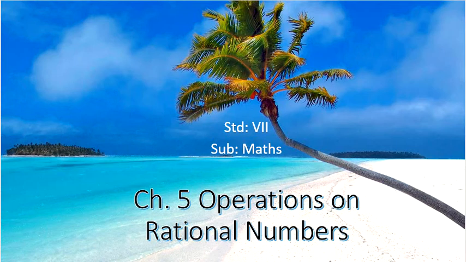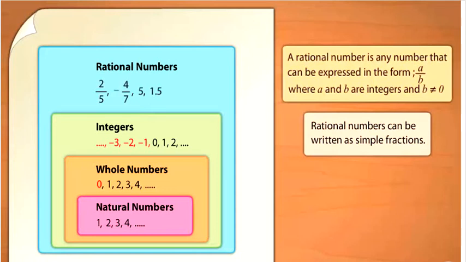Standard 7, Maths, Chapter 5, Operations on Rational Numbers. We have learnt that counting numbers like 1, 2, 3, 4 and so on are called natural numbers. By including 0 to the list of natural numbers, we get whole numbers. So the list of whole numbers goes as 0, 1, 2, 3, 4 and so on.